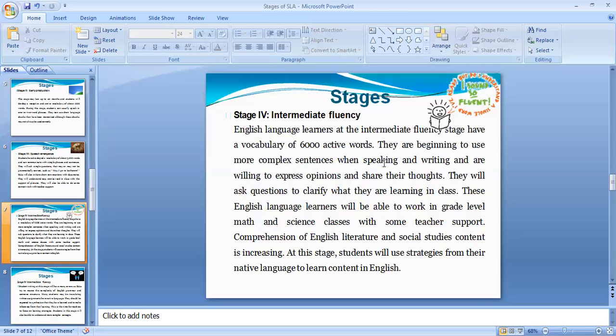And in this stage, the learners can express their opinions, thoughts, ideas and beliefs through their speaking. The students can clarify themselves and clarify the questions they are asking in their class. And they can understand English literature and social studies content, and the English lecture.